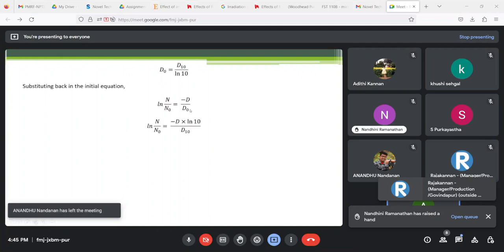So in this equation, you are substituting D naught, which is equal to minus D by D10 into ln of 10. Ln of 10 you are bringing to the LHS. So ln of n by n naught divided by ln of 10 is equal to minus D by D10.